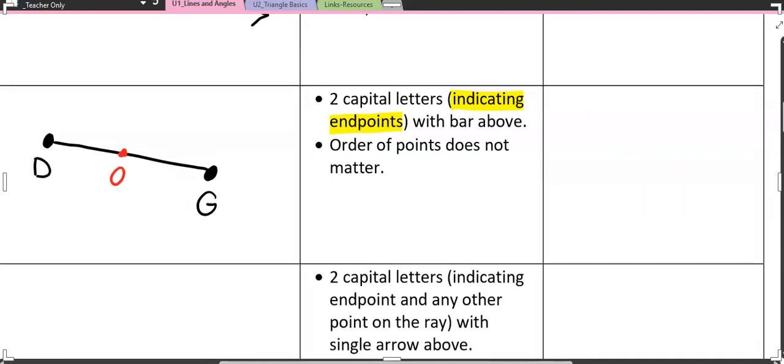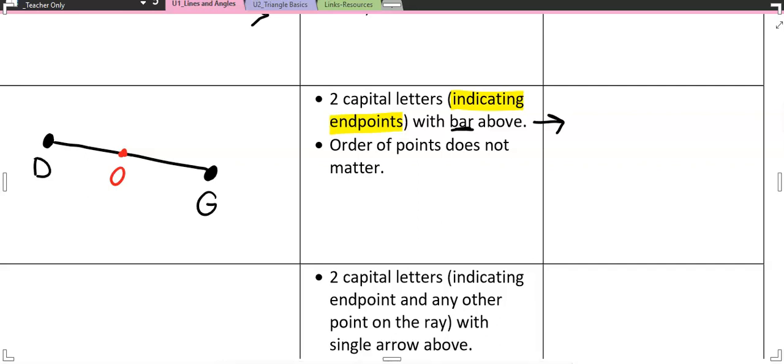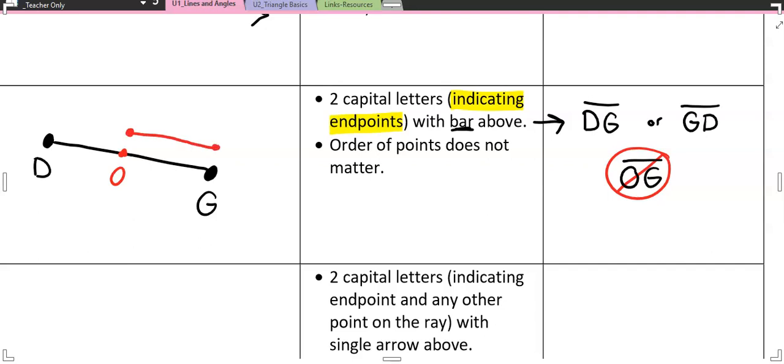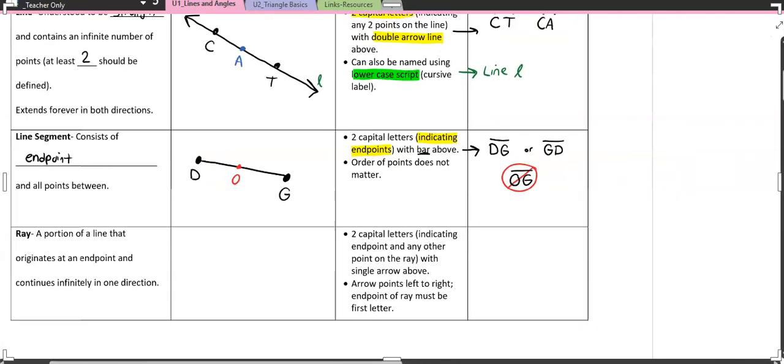So in this situation, we want to make sure we put a bar above it as well. So the 2 acceptable names for this segment you see on the left would be DG with the bar above it. Notice there's no arrowheads above it, okay? Or you could call it GD. Those are the only 2 acceptable names for it. So for example, if I wanted to call this OG, this would be incorrect. And the reason that we can't call this segment OG is that it is inferring a segment that starts in O and goes to G. And notice that's a completely different segment that is labeling something different that we're not discussing here. A couple more of these basic definitions to wrap up.